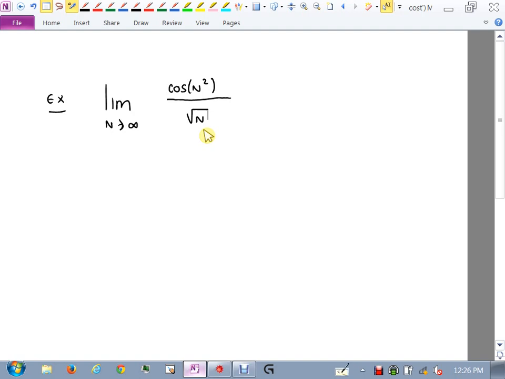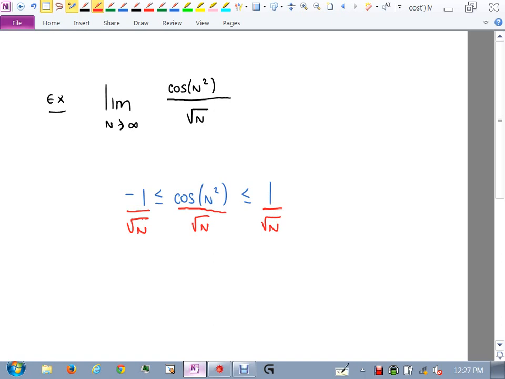But the way I'm going to do this is I'm going to use the Squeeze Theorem real quick. I know this is true. Do you agree with that? Cosine n squared has to be between -1 and 1, because that cosine function is always bounded between -1 and 1. Then I'm going to try and make this guy appear, so I'm going to divide all of the pieces of this inequality by square root of n.